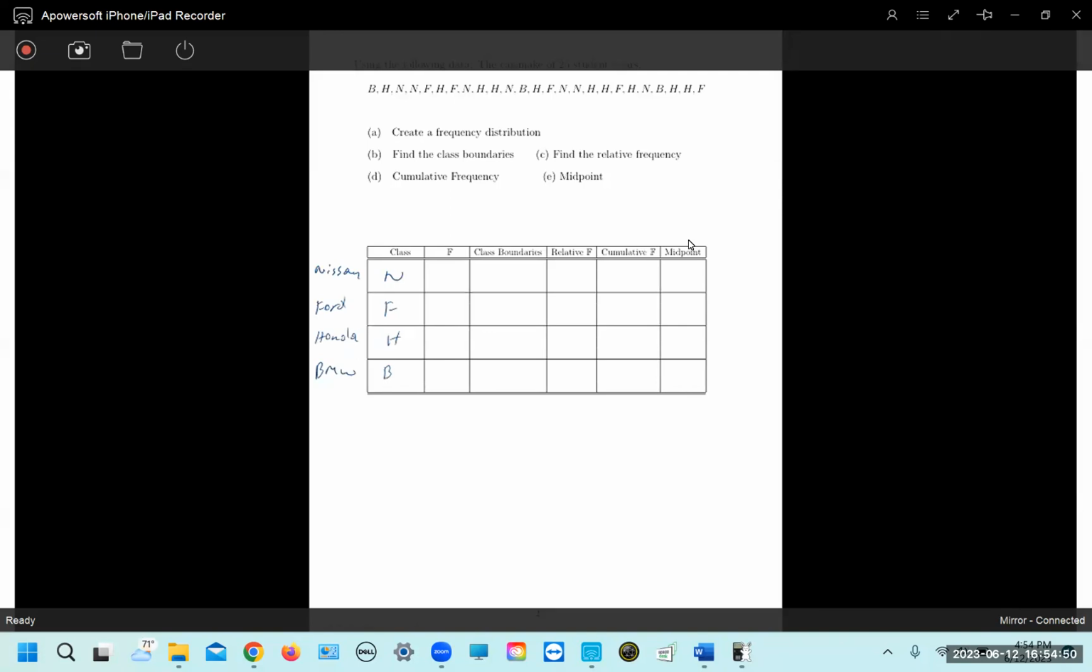And as we know, the Nissan 1, 2, so we have this. Nissan 1, 2, 3, 4, 5, 6, 7. So that one is 7. And we do the Ford, the same thing. So that one is 5. And we do the Honda, the same thing. That one is 10. And this one 3. So the class boundary, not applicable. So we get NA, NA, NA.